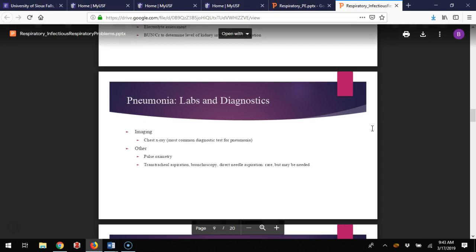Other things would be pulse oximetry, looking to see what their oxygenation status is doing, and we can do aspirations. This is very rare.